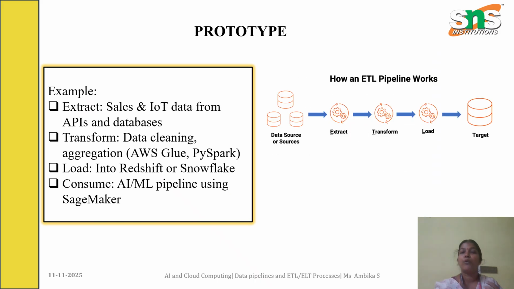Next, let us build the prototype for this model, that is, how an ETL pipeline works. It includes extracting the data, which might be from databases, through an application programming interface, or IoT data. Next we transform the data, which includes data cleaning and aggregation. Data cleaning removes duplicates and inconsistent formats. Data aggregation is the collection of similar data into groups. Then the data will be loaded into data warehouses like Redshift or Snowflake. Next, these data will be used by SageMaker and given for AI model training.